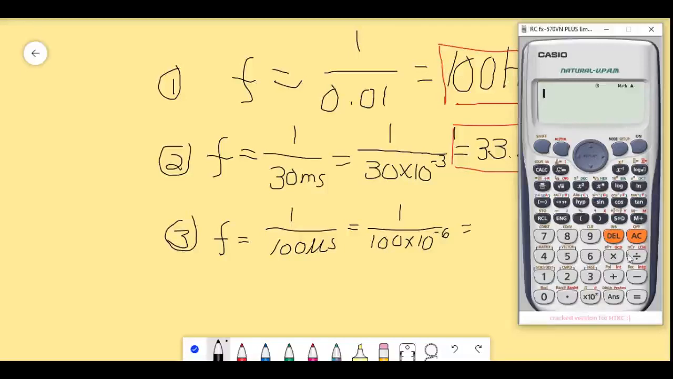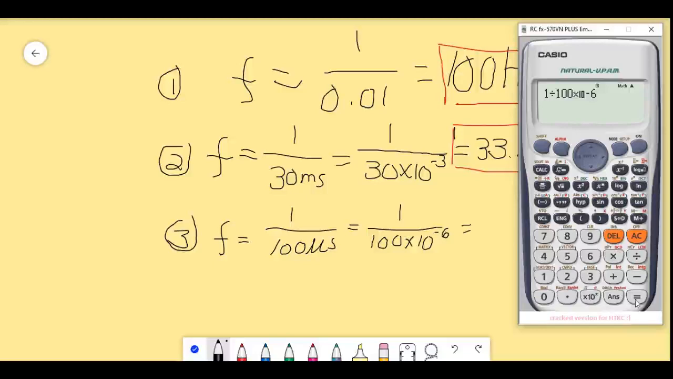So let's clear this first. So we have 1 divided by, let's write in the 100, then x10 raised to negative 6 is x10 raised x, then we type in negative 6. Again, 1 divided by 100, then x10 negative 6, this is our times 10 raised to x, then we type in negative 6.